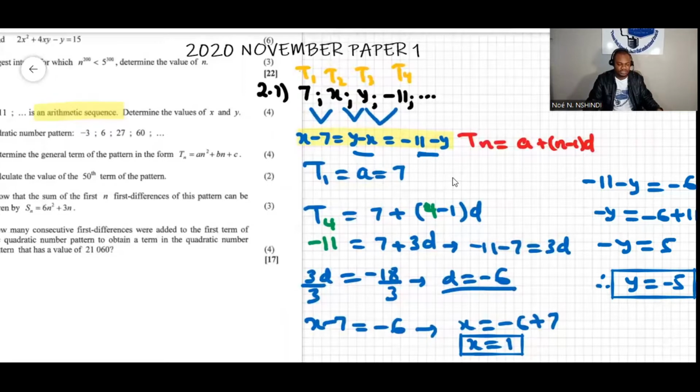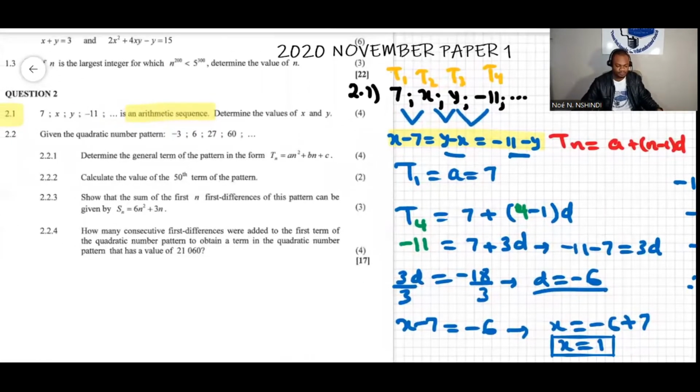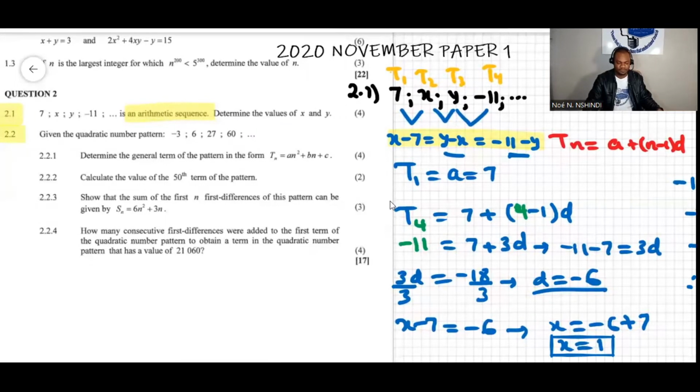The following question is question 2.2. Over here, the question says that given the quadratic number pattern negative 3, 6, 27, 60, determine the general term of the pattern in the form Tn equal to an squared plus bn plus c. Well, let me just move my put this way.